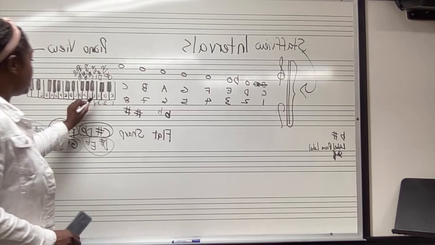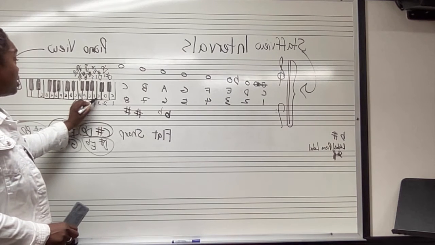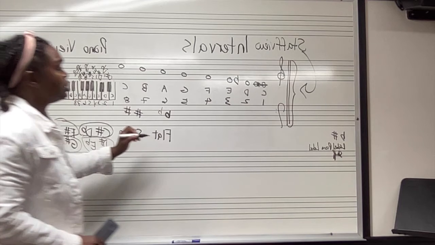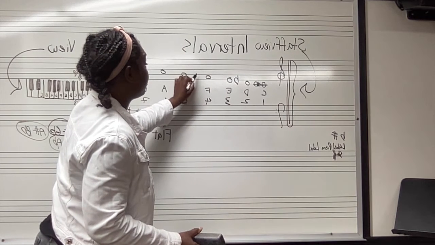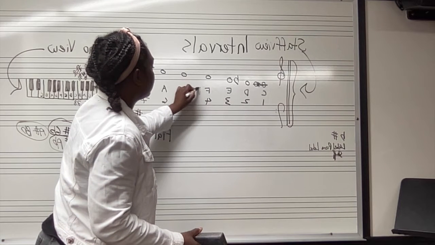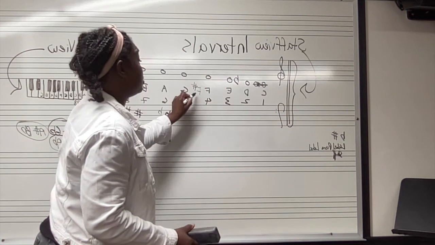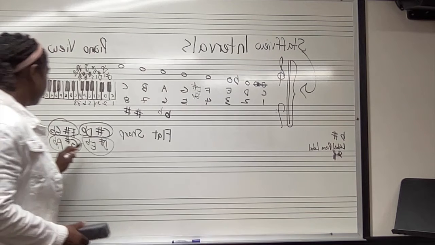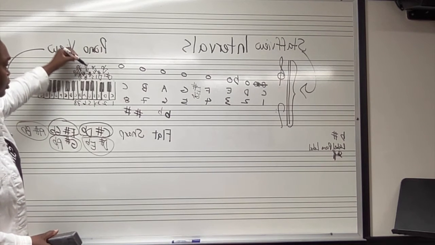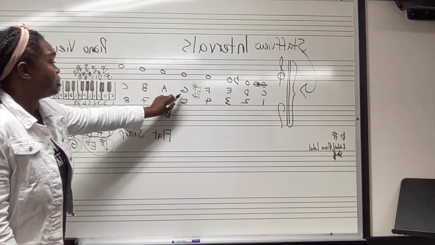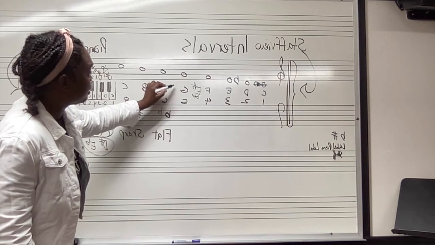And E sharp, if we just go up one half step, we run into F. So there's nothing there. If we go up one half step from F, we get an F sharp. But that could have also been called a G flat. See? F sharp, G flat. When we get to the G, we can go up a half step.